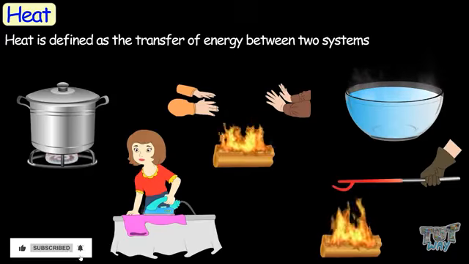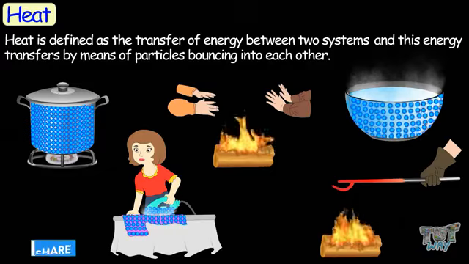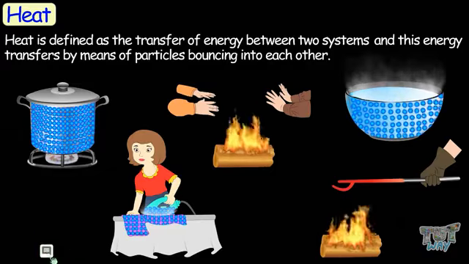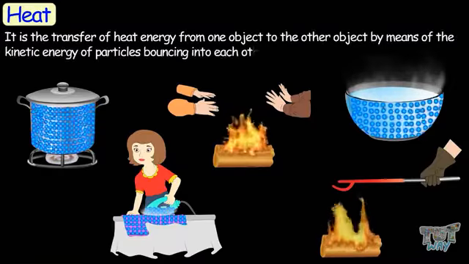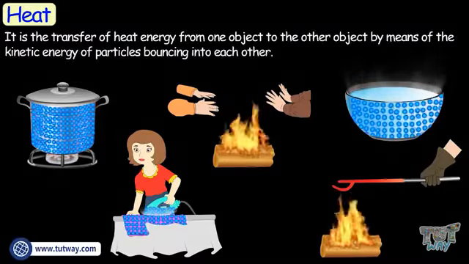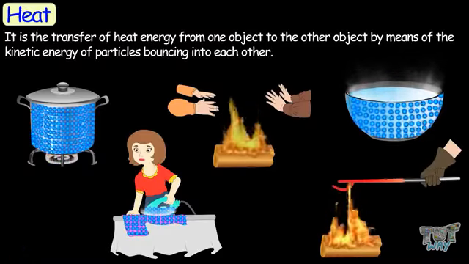Heat is defined as the transfer of energy between two systems, and this energy transfers by means of particles bouncing into each other. So we can say it is the transfer of heat energy from one object to the other object by means of the kinetic energy of particles bouncing into each other.